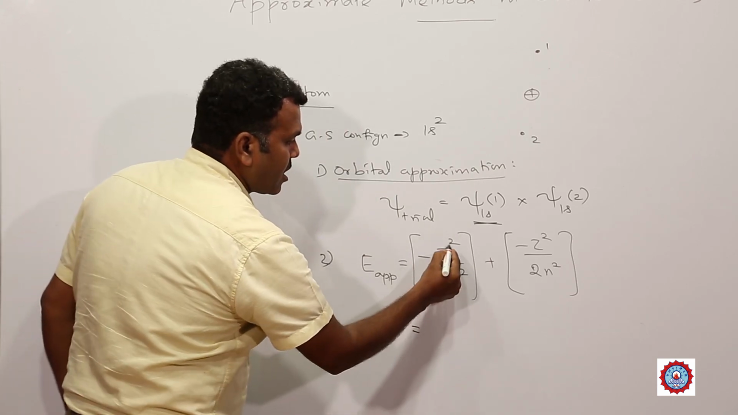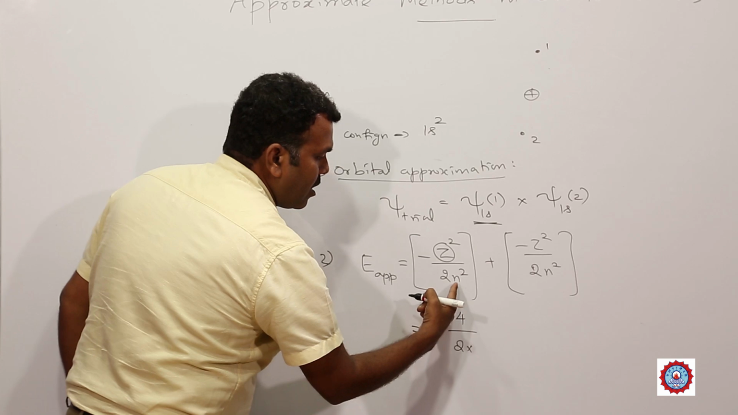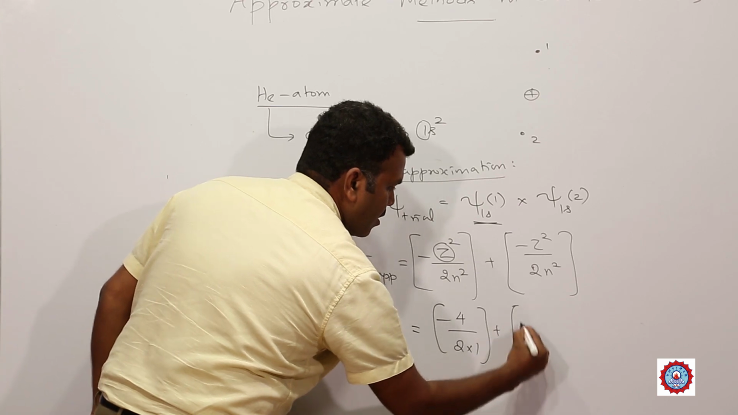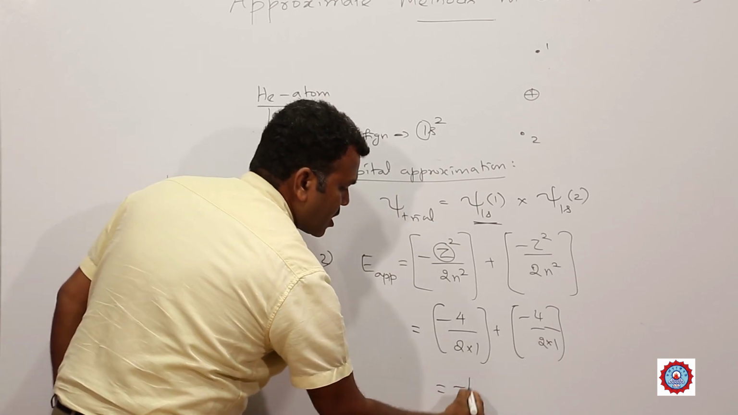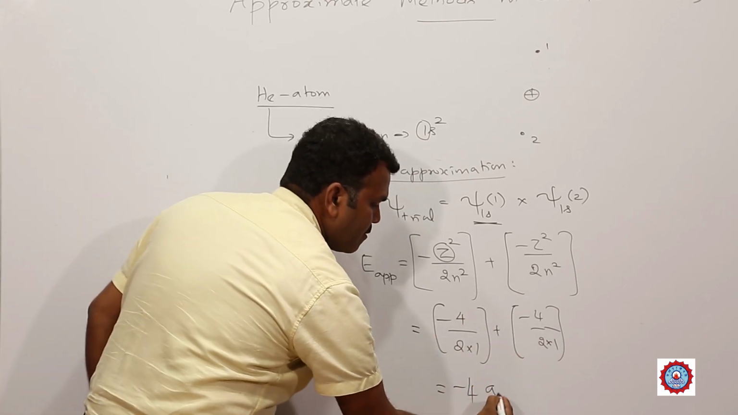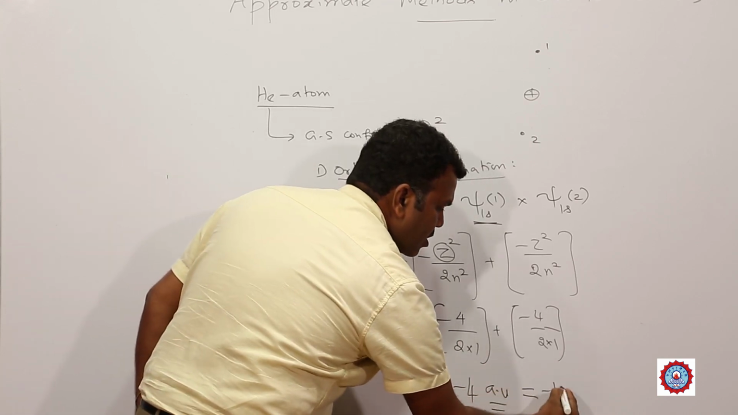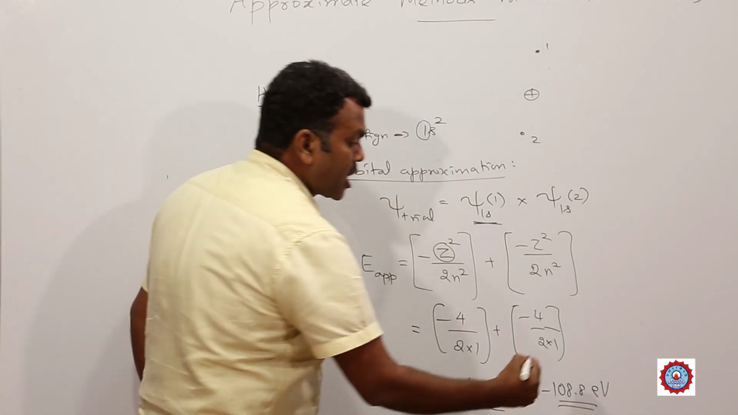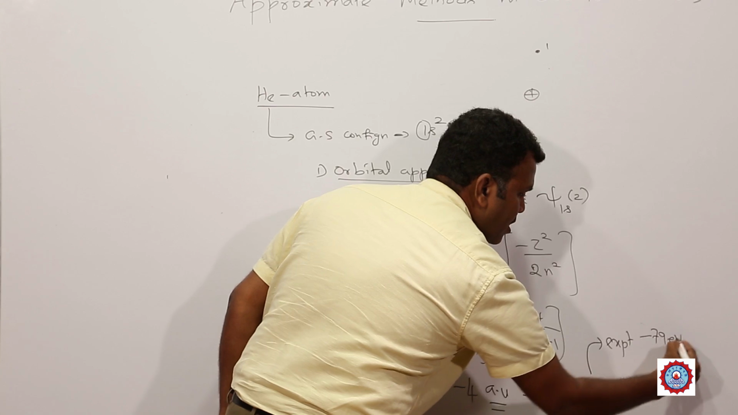So, for the helium atom the Z value is 2, so Z square is 4. So minus 4 over 2 into the principal quantum number 1, so 1 square is 1, plus minus 4 by 2 into 1. If you simplify this, you will get the answer as minus 4 atomic units. If you convert atomic units into electron volts, you will get minus 108.8 electron volt per atom. But the experimental result is minus 79 electron volt.